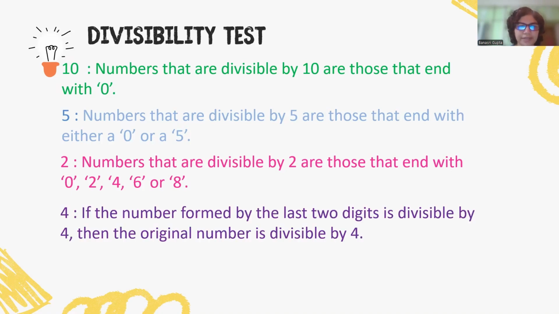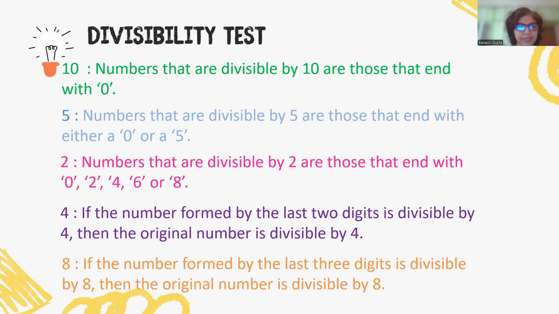If the number formed by the last two digits is divisible by 4, then the original number is divisible by 4. We'll see why in the next few slides. We will come to know why this happens. Similarly for 8, if the number formed by the last 3 digits is divisible by 8, then the original number is divisible by 8.